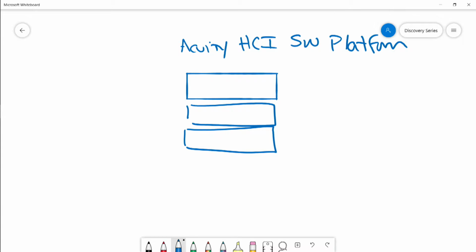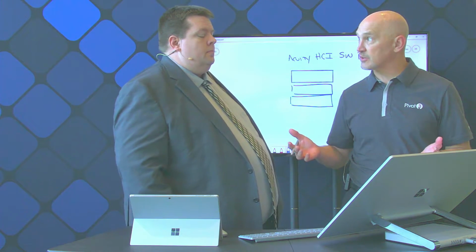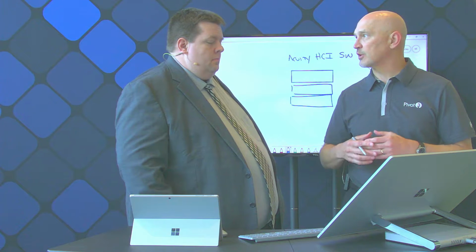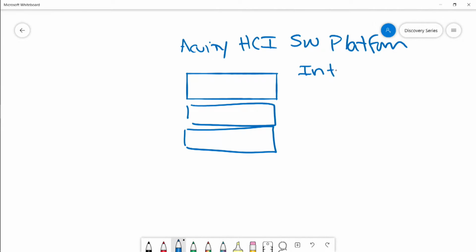So Acuity is our hyperconverged software platform that provides software-defined storage and then a host of data services to enable customers to consolidate multiple mixed application workloads, including mission-critical workloads, all on the same hyperconverged infrastructure stack. And some of the unique capabilities in the Acuity software platform is we have something that is core to Acuity, which we refer to as the intelligence engine.